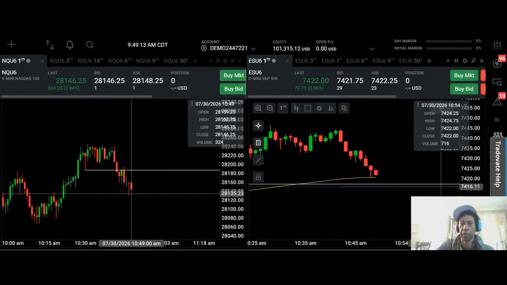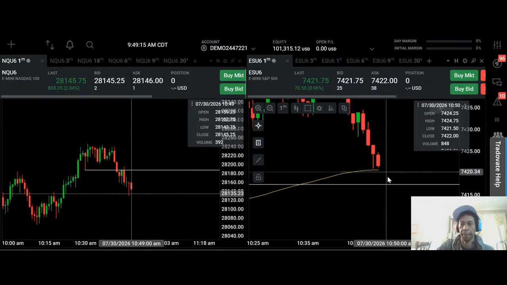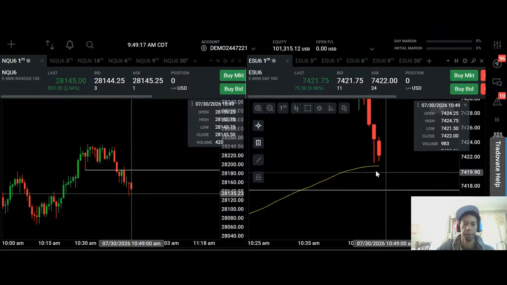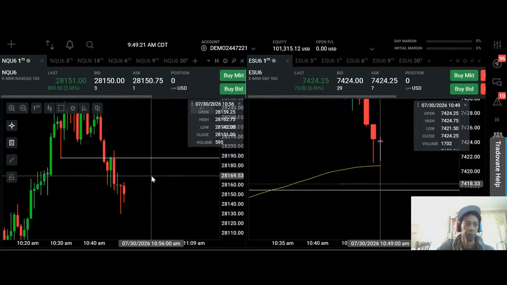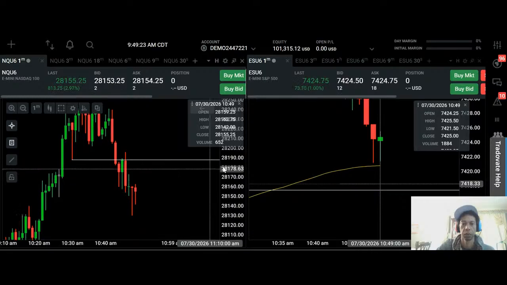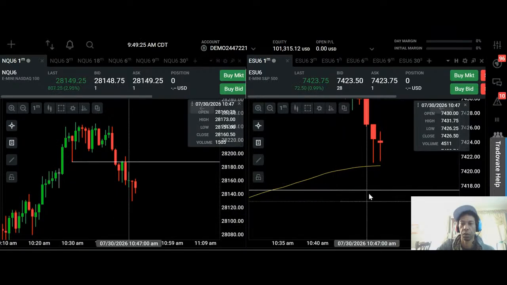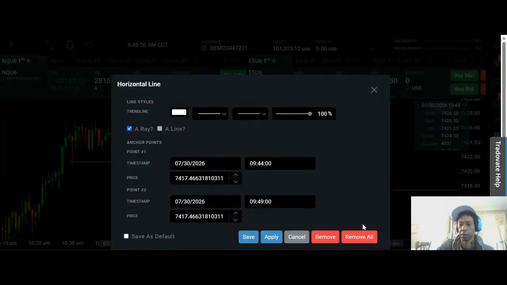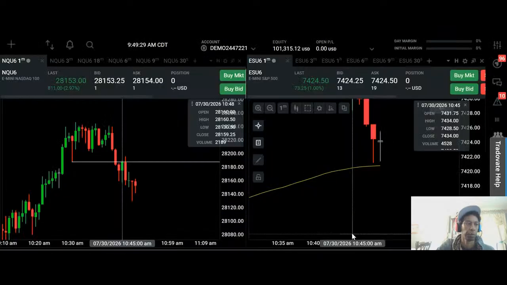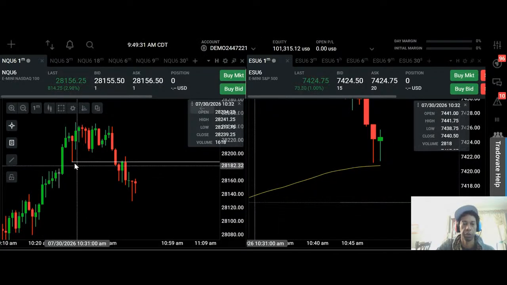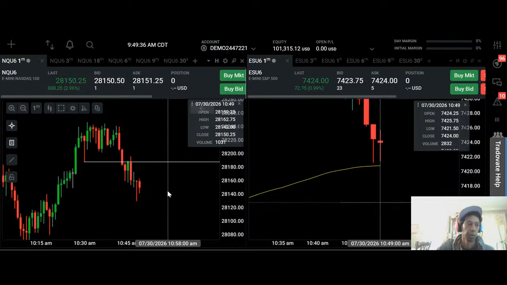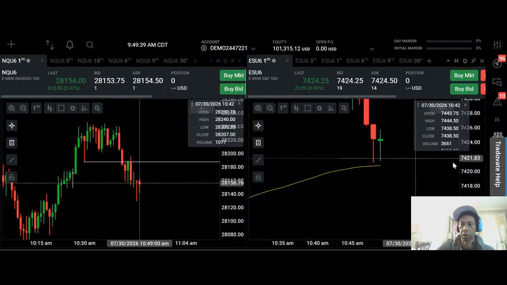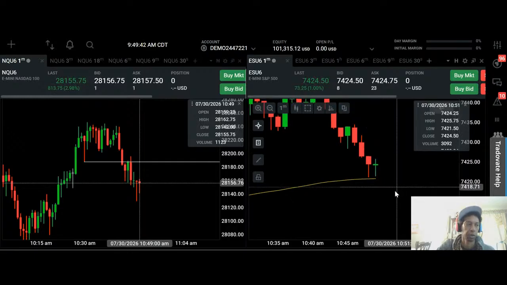So the low actually has to touch the line. This line right here is irrelevant now, so we're going to remove that. This line right here is important though. I wanted to see a closure back above this. We just put previous day's highs on NQ. This is critical. This is a critical point in time right now.